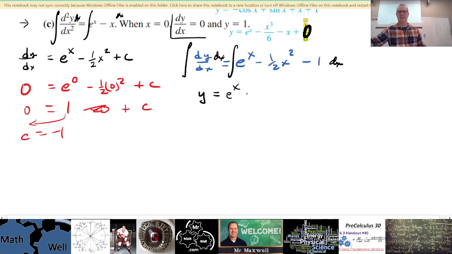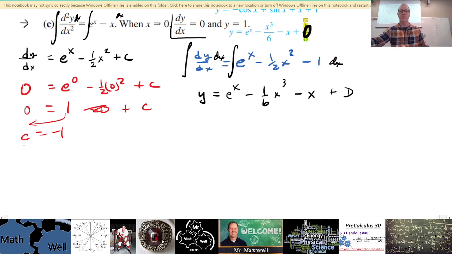Minus, okay, so we need to up this 2 to 3. We also need to divide by 3 again. So it's 1 over 2 times 3, that's 1 over 6 x cubed. Minus, now this is going to be x, the integral of minus 1. And then we have another constant here, which we generally keep as d, because this is not the same as a c. So let's do another constant there. All right, so we're getting close.